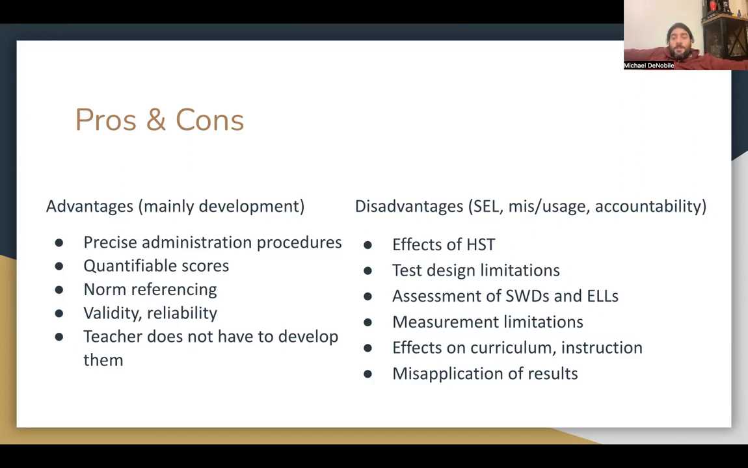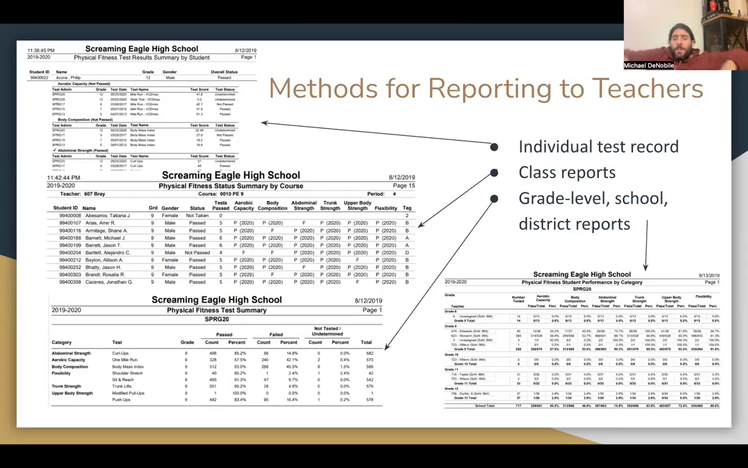So it becomes unfair if you're going to link it directly to the teacher evaluation. Methods of reporting the test to the teachers. You're going to have an individual test record. So up here, this is just an example. Just so you know, these aren't actual reports.